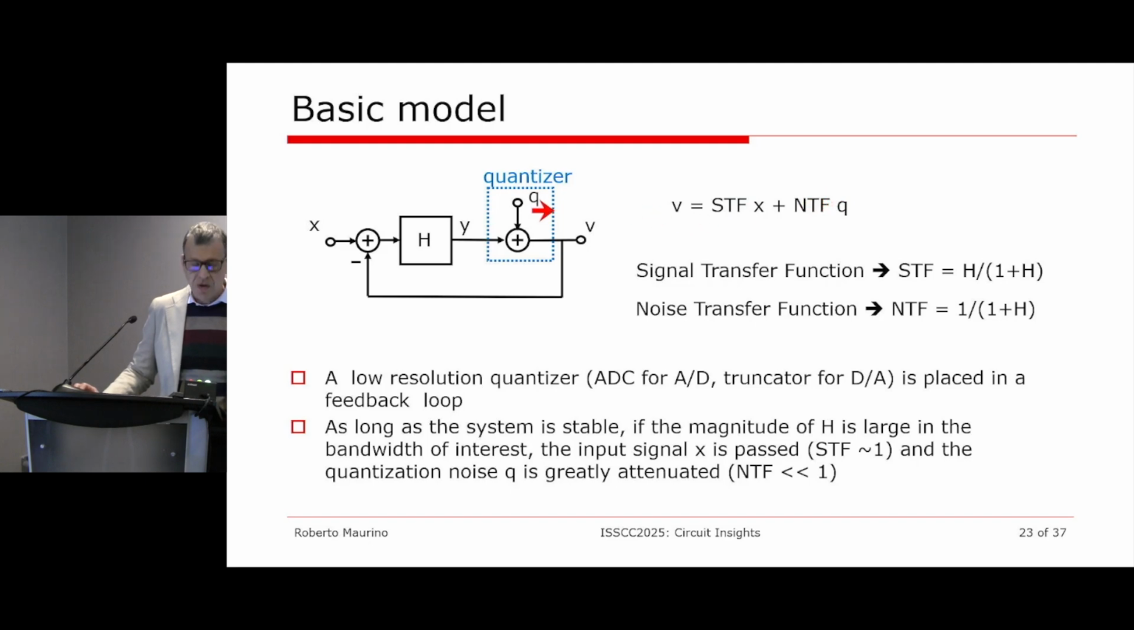And then we have a second term which is caused by the quantization error, which gets multiplied by the noise transfer function NTF. And if you look at the expression for this signal and noise transfer function, if you can keep the loop stable, that's important, but we don't have time to go into that. But if you can make it stable, and if you have a lot of gain in the bandwidth of interest, what happens is that the STF is close to 1, so your signal just goes straight through, and the quantization error, on the other hand, is heavily attenuated. So that's really just the basic idea that we use in sigma delta.